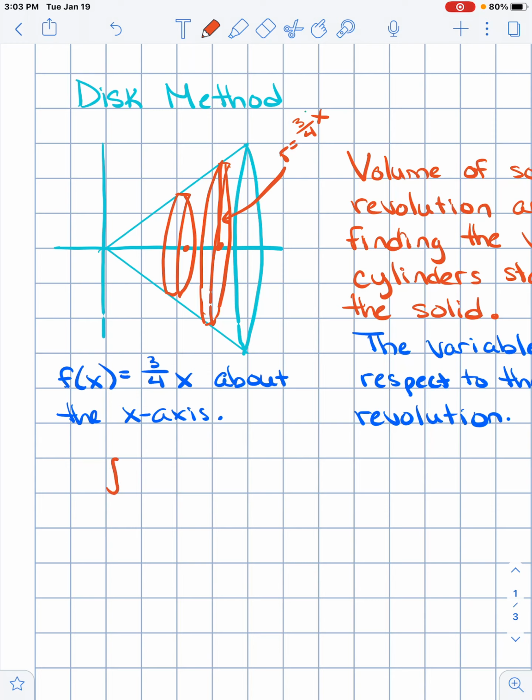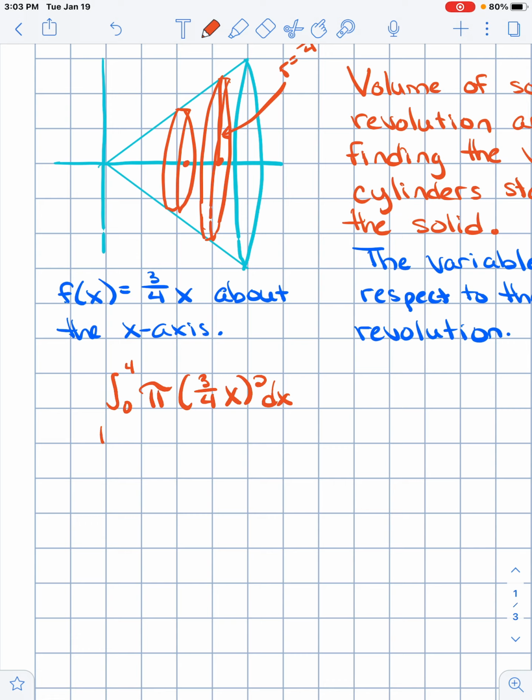So if we're using the disk method, which we've done a few times now, we know that we're integrating along the x-axis because these are stacked along the x-axis, so we're integrating from 0 to 4. Pi times the radius squared times the height of each cylinder, which is just some small change in x. All right, I'm going to remove pi because it's a constant. I'm going to square 3/4 x, so that's 9/16 x squared. Now, I could pull out the 9/16 because that's also a constant, but I'm just going to leave it in.